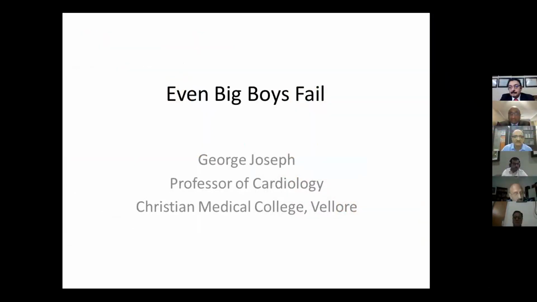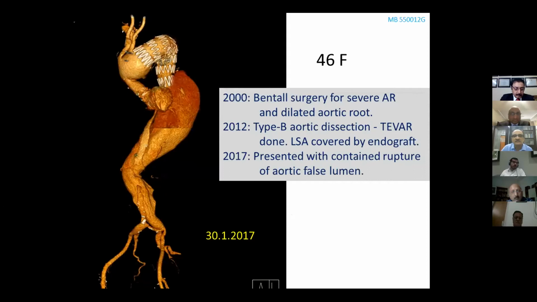I'll present two failures which were ultimately fatal, and both are related to thoracic endovascular repair. The first one was a 46-year-old lady who had a long prior history. She probably has some kind of connective tissue disorder, and in 2000 she had undergone a Bentall surgery for severe aortic regurgitation and dilated aortic root. Then in 2012 she had a type B dissection, and a TEVAR was done, and a single graft was placed covering the left subclavian artery.